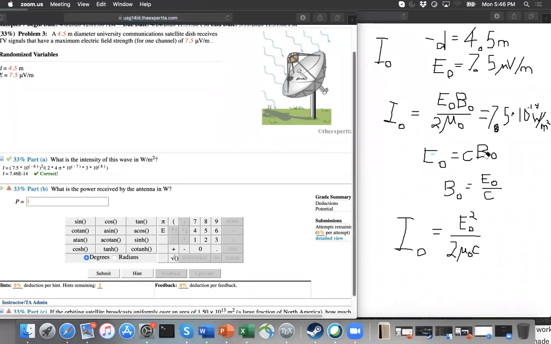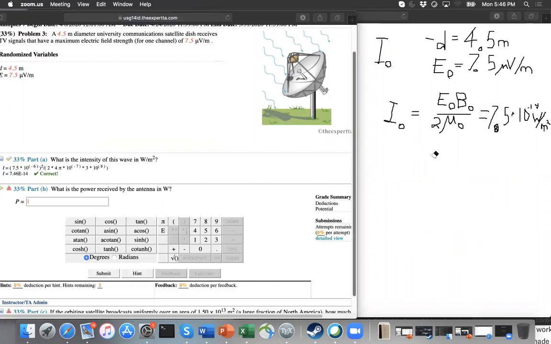So let's erase some of this. Let's get rid of all this stuff. We already know what the thing is. So we got all that. Okay, I might as well erase that too. Okay. So now in this case, what do we want? We want the power, which I'll designate with P. What do we know? Well, we know the intensity, we know the electric field, and we know the size of the dish.